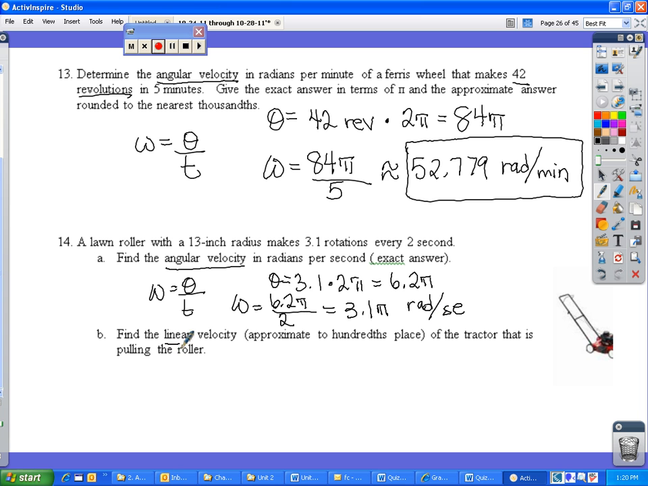If I want the linear velocity, linear velocity is equal to the radius times little omega. So I've already found little omega. I found it as 3.1 pi. So therefore I'm going to plug that in. Velocity equals, the radius is 13 inches times my little omega, 3.1 pi, and I'm going to simplify that and get an approximate value of 126.61, and that is in inches per second.